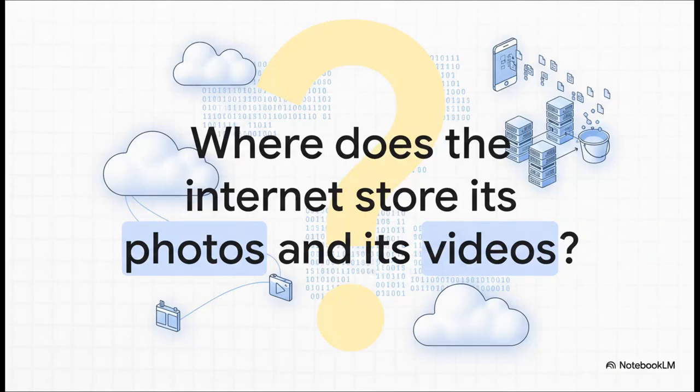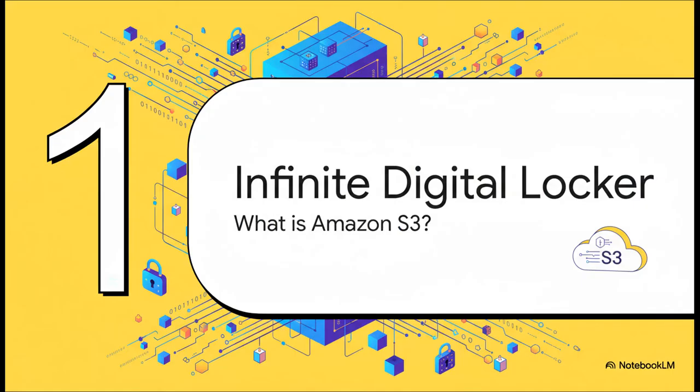Seriously, think about it for a second. Every single photo you scroll past on social media, every movie you stream, every little file that makes your favorite apps work, all of it has to live somewhere. It can't just float around in the ether. So where does all that digital stuff actually go? Well, it turns out that for a huge chunk of the internet, the answer is a service that acts like a gigantic, infinite digital locker. And that service is Amazon S3.